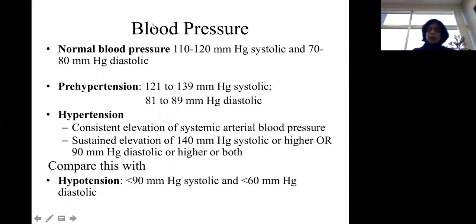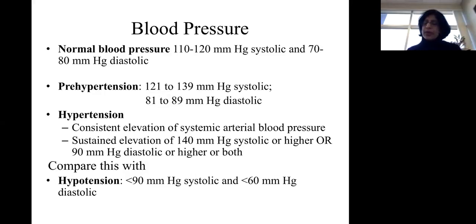So normal blood pressure, you have two numbers to look at, that is systolic and diastolic. Systolic ranges from 110 to 120 millimeter mercury. Diastolic varies from 70 to 80 millimeter mercury. Now, pre-hypertension is a condition where you have a range of 121 to 139 systolic, 81 to 89 diastolic.